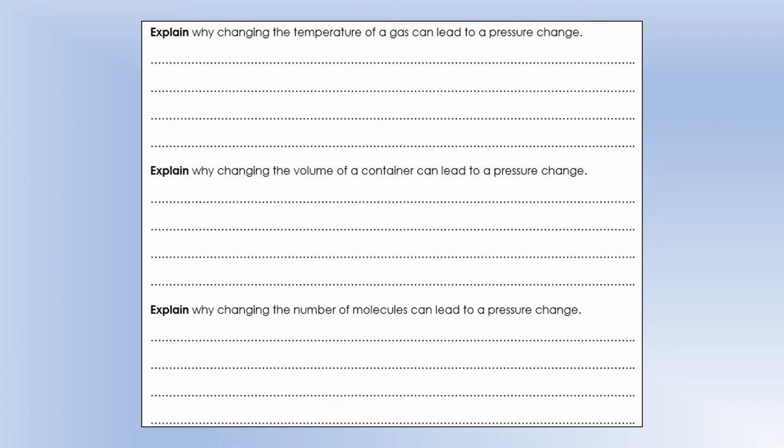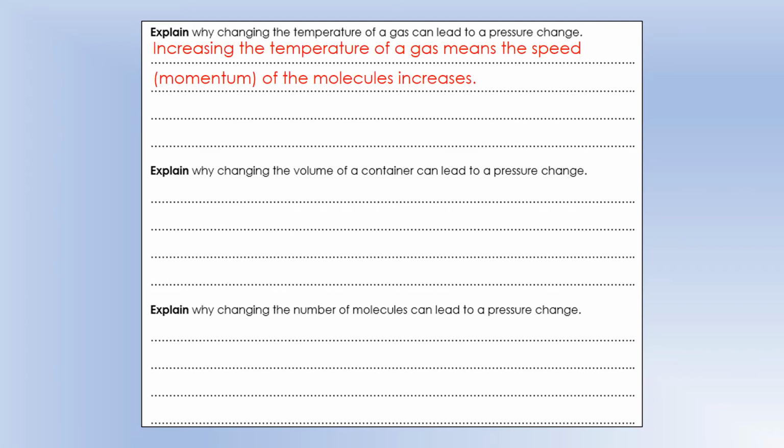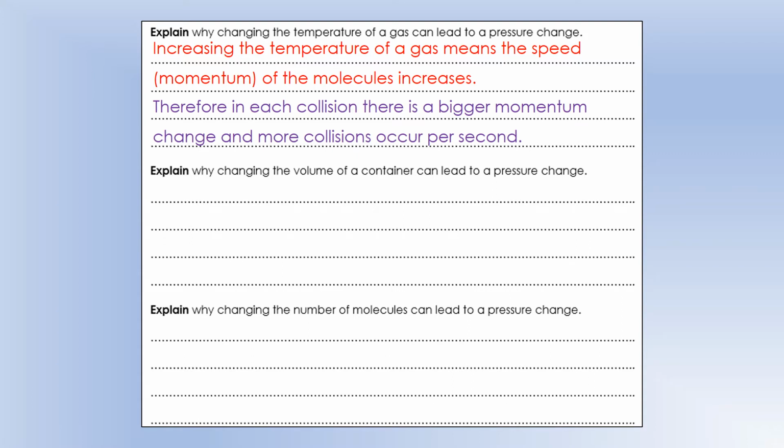So explain why changing the temperature can lead to a pressure change. Well, increasing the temperature increases the speed or kinetic energy of the molecules, and that means the momentum is bigger. So in each collision, there's a bigger momentum change, and if they're traveling faster, they're going to collide with the walls more often, so we get more collisions, both of which increase the pressure.